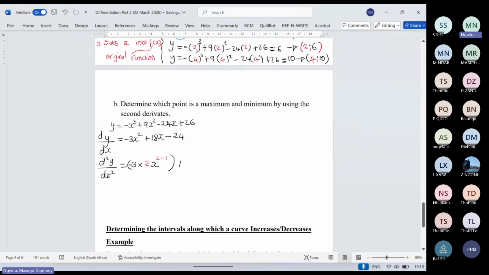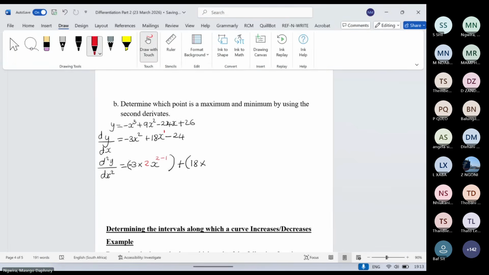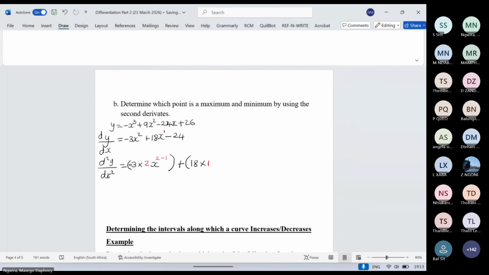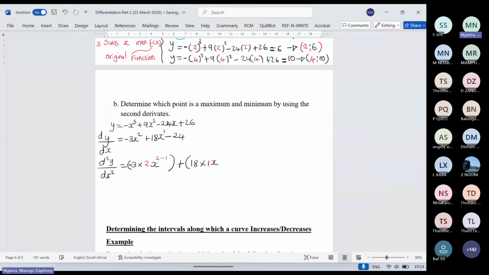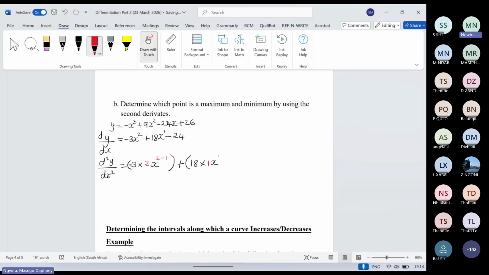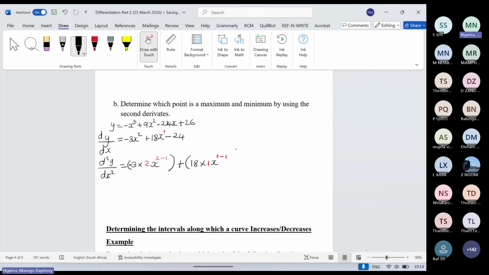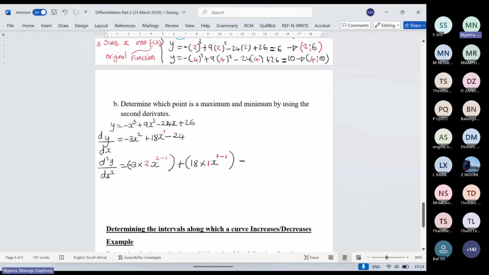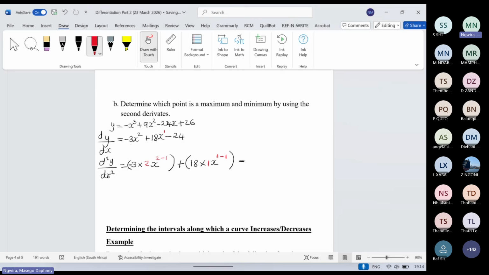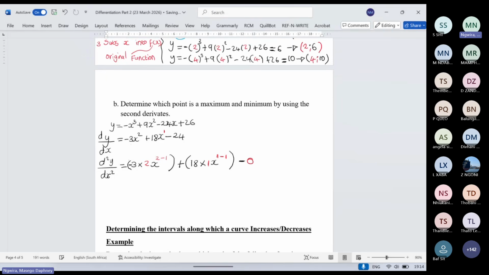And then plus, I am deriving this one of 18 now. So this will be 18. Remember I said that there's a 1 here. There's a 1 there. So it's going to be times 1. 18 times 1. And then x to the power of 1 minus 1. And then we said that the derivative of a constant is 0. This will be 0. Derivative of a number is 0.